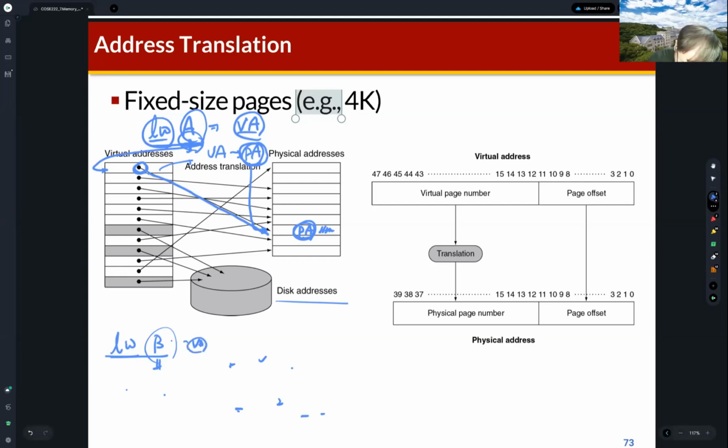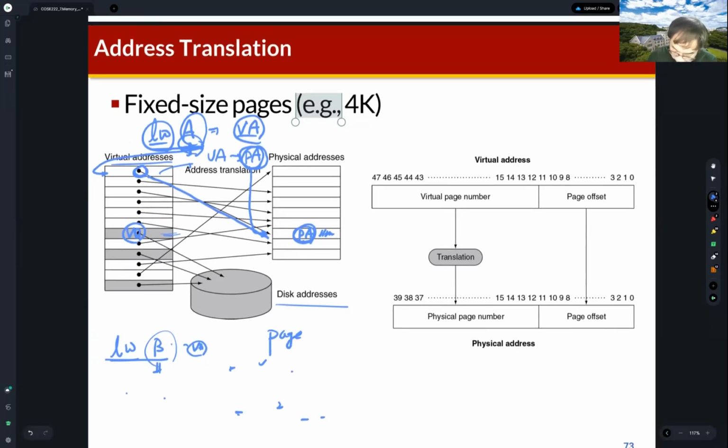Then we check this translation information. Then we can find that the requested data is not found in the physical memory, so physical DRAM, which means that we cannot find this data on DRAM. Which means this data is on the storage system. So what does that mean? In this case, this event is called a page fault.